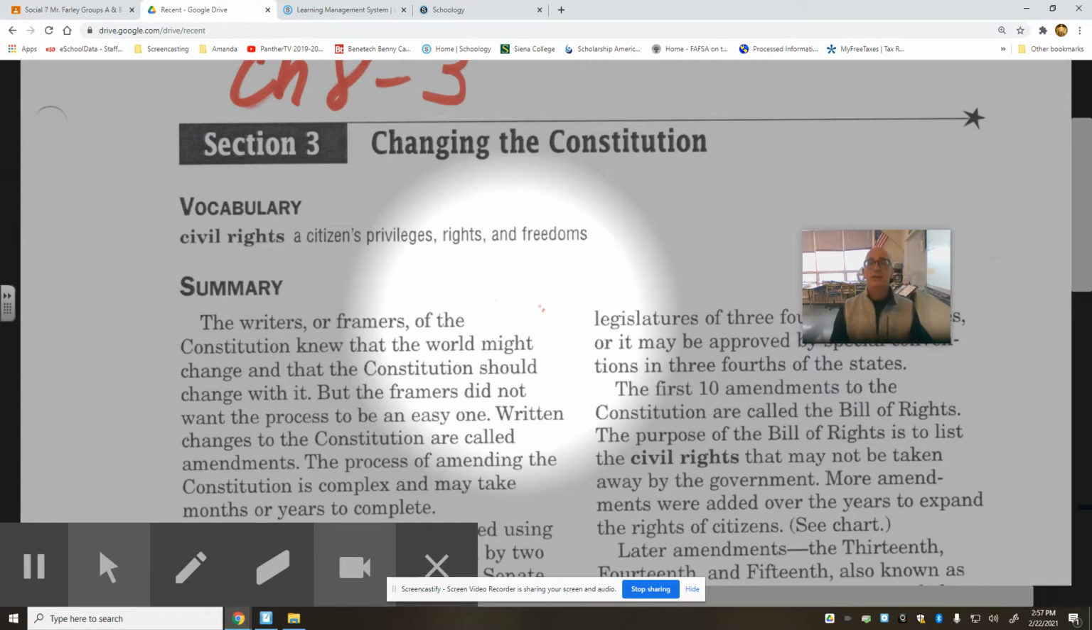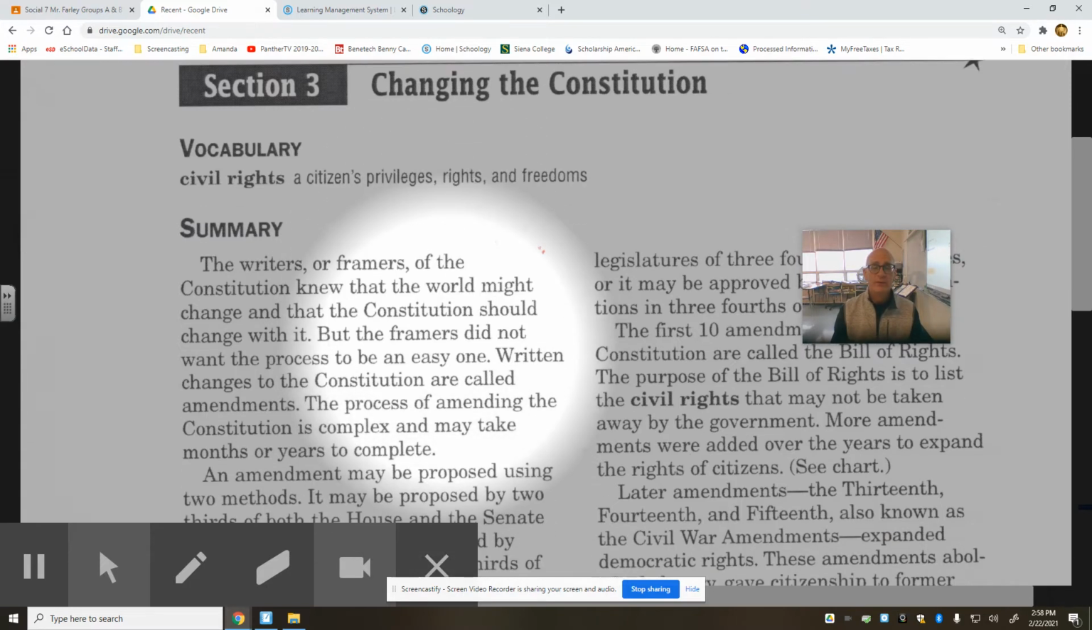It is not easy. As I've said in class, in the roughly 230 years of our republic, there have been thousands of proposals to change the Constitution, but only 27 times has our Constitution been amended. 27 times out of potentially thousands of proposals. So it's not an easy process, nor was it intended to be an easy process.